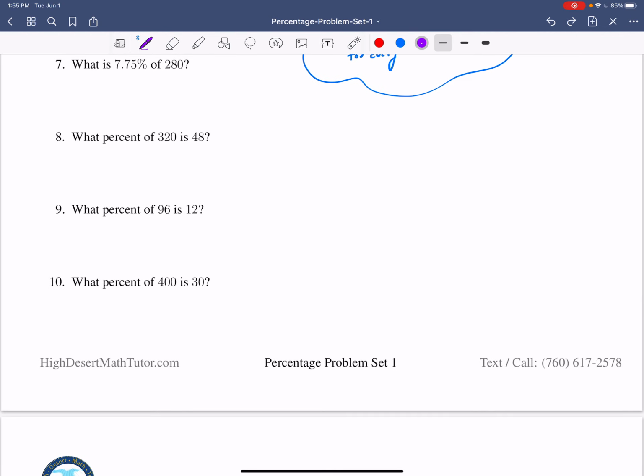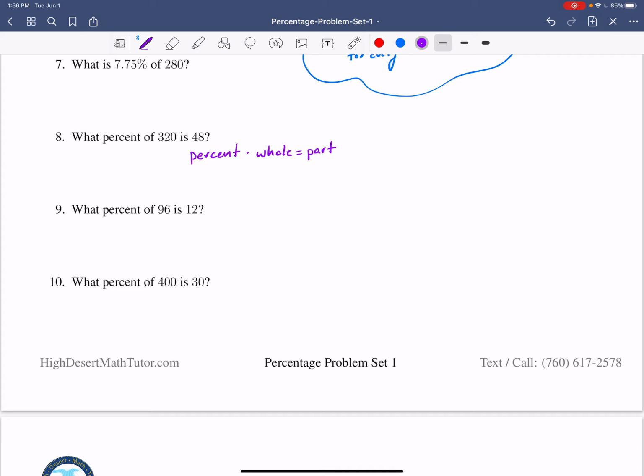So let's look at number 8. What percent of 320 is 48? So this is a percent problem, so we can start this problem out by writing down a formula for percentages. So we'll start with percent times whole equals part.